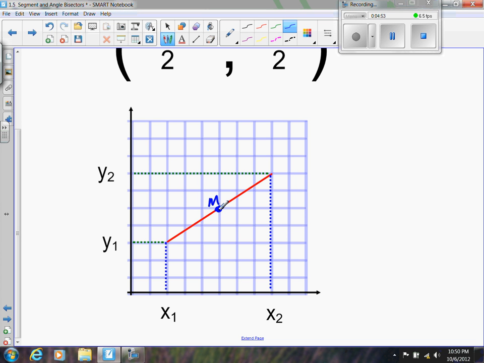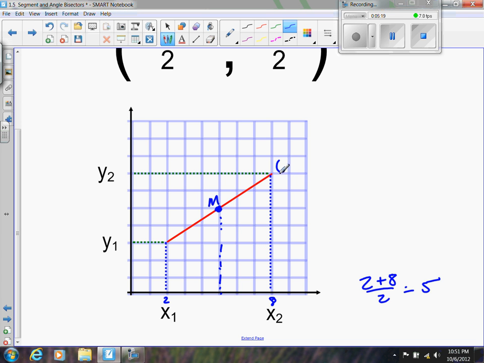Now, to find it, if this is 2, right, over 2, and my other x coordinate is 6, 8, I could find the average of 2 and 8. 2 plus 8 divided by 2 is 5. 1, 2, 3, 4, 5. My midpoint needs to be when x is 5.